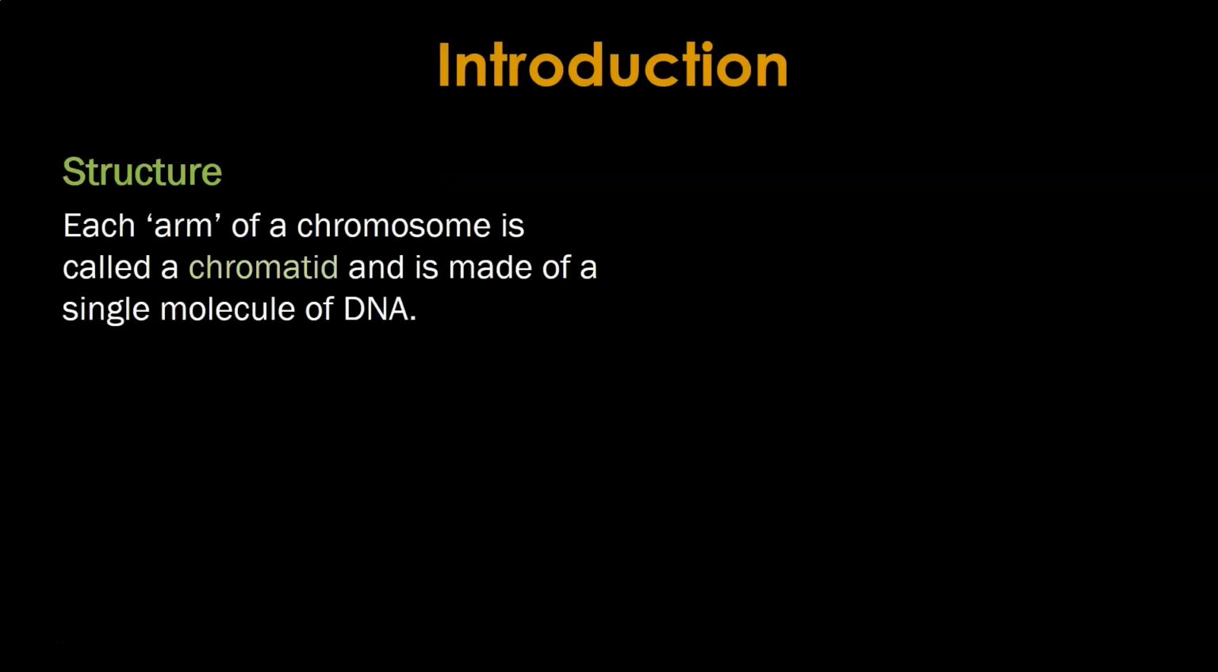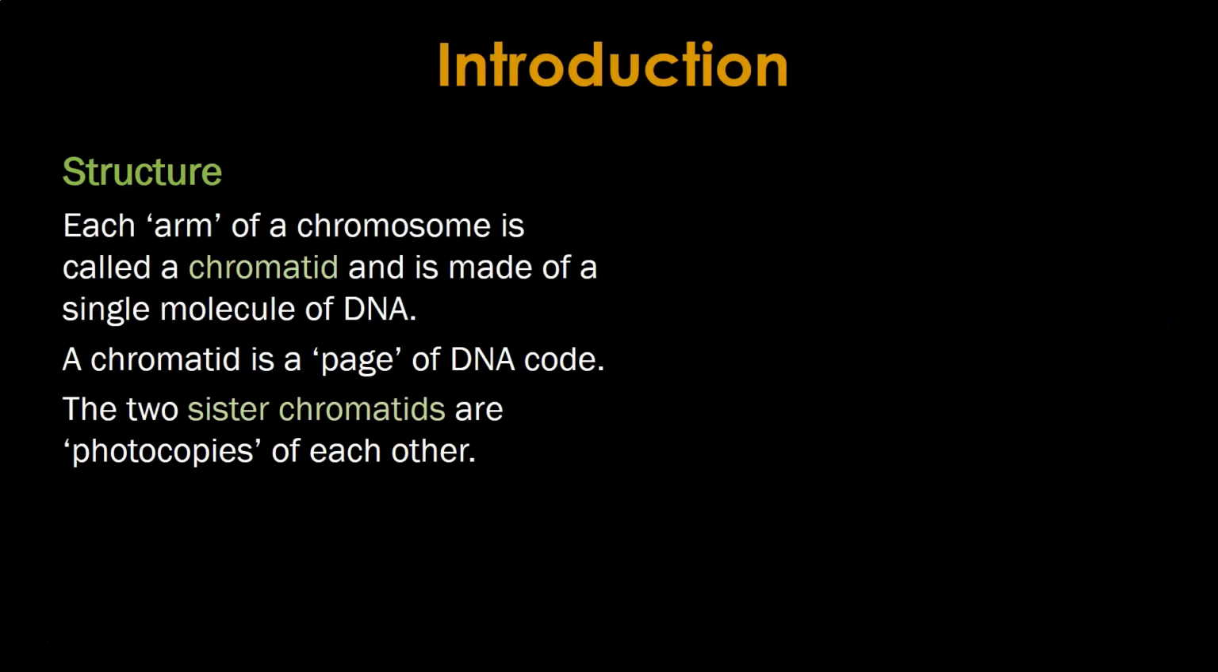All right, well, this is now into new material. What does a chromosome look like? Well, like all things in biology, even these very small parts get names. And so each arm of a chromosome is called a chromatid and is made of a single molecule of DNA. And a chromatid is really a page of DNA code. When you have two sister chromatids, then you can consider them to be the photocopies of each other.